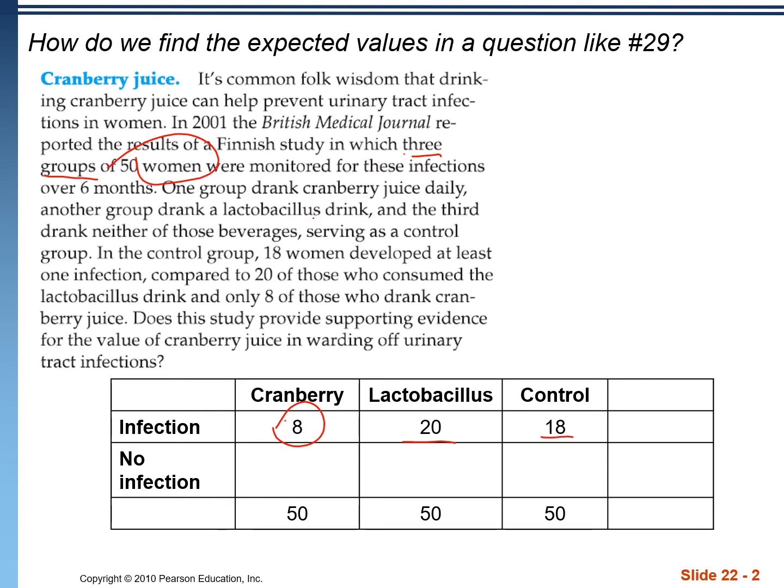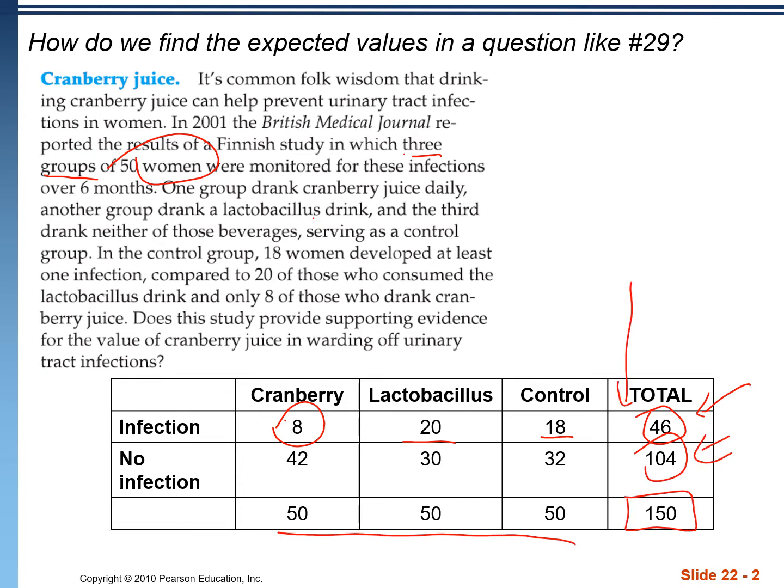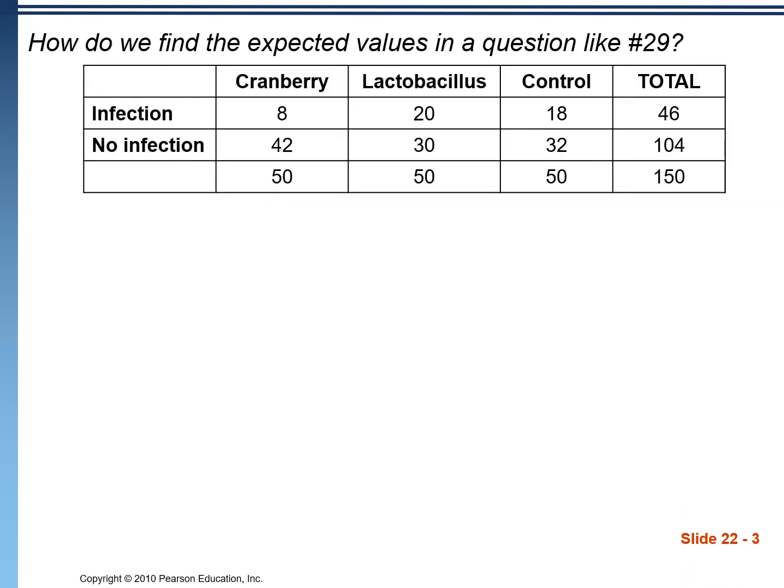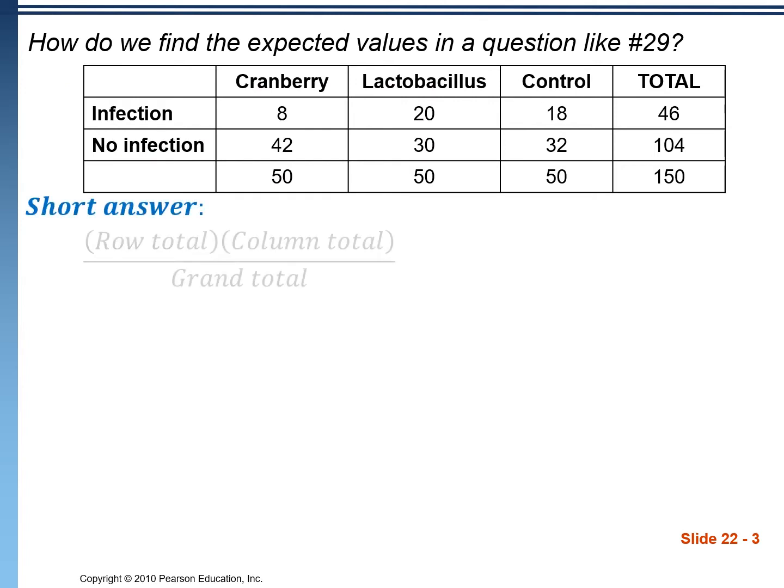Okay, we can figure out these other blank boxes at this point, total up the whole row in these columns over here, and we see that regardless of which way we look at it, there's 150 people in the table. That's the way we verify we did it correctly. At this point, we have this table, and we want to find the expected value for each of these cells. Short answer, it's the row total times the column total divided by the grand total.